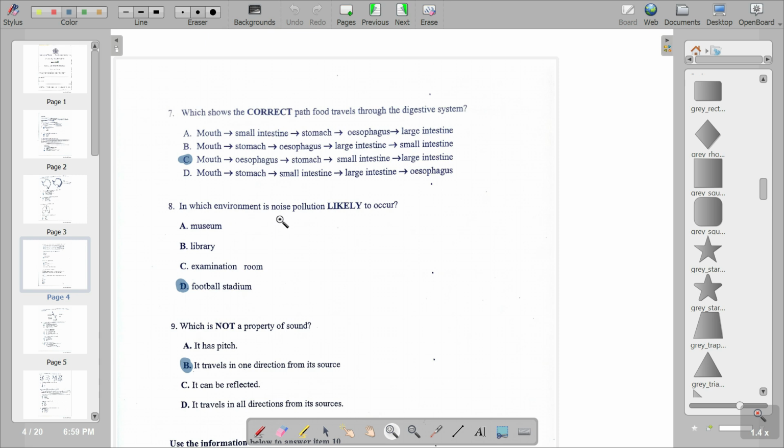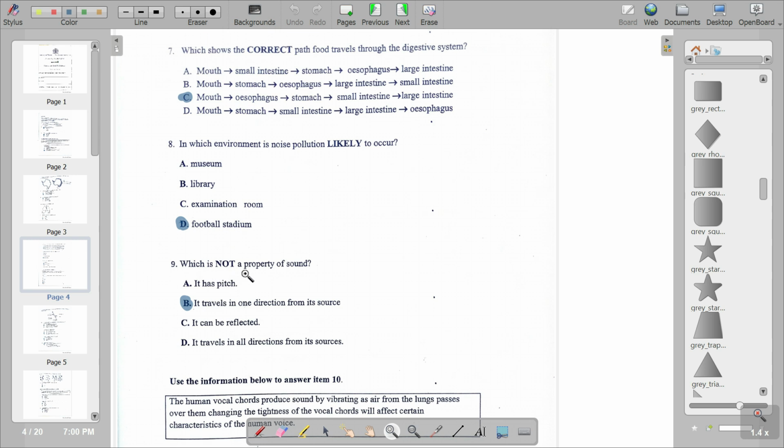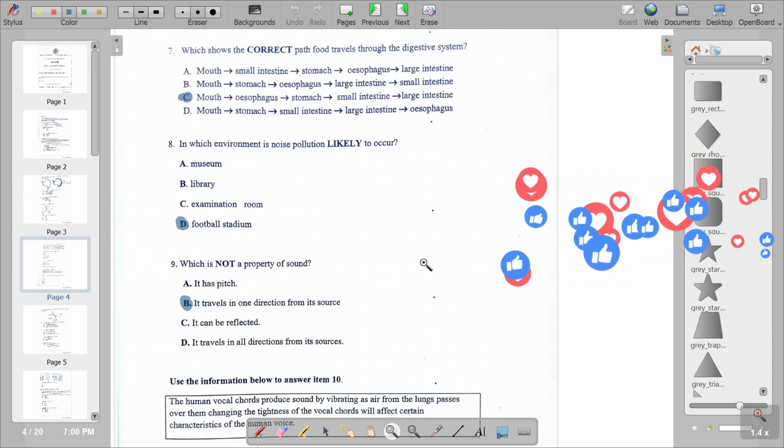All right, 8. In which environment is noise pollution likely to occur? Likely means it's more likely or more of something that is going to happen. All right, so a museum is normally very quiet. A library is very quiet. Should be, actually. Examination room should be. People want to focus. But a football stadium, people are shouting, making noise. So I chose D.